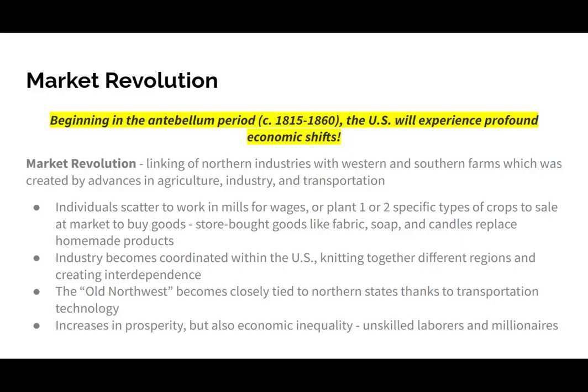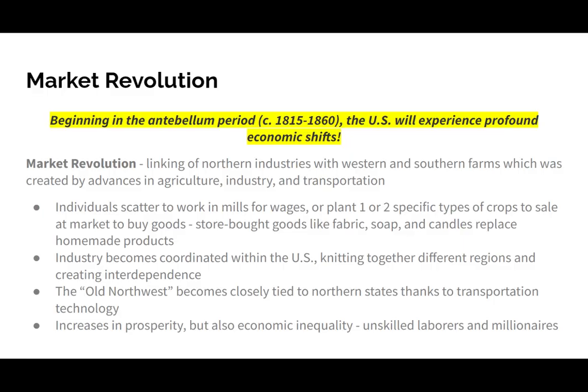For the US, the market revolution was the linking of northern industries to western and southern farms. And this happened very specifically because there were big advances in agriculture, in industry, right, technology, and transportation, and a lot of legislation and judicial decisions that really furthered these changes.